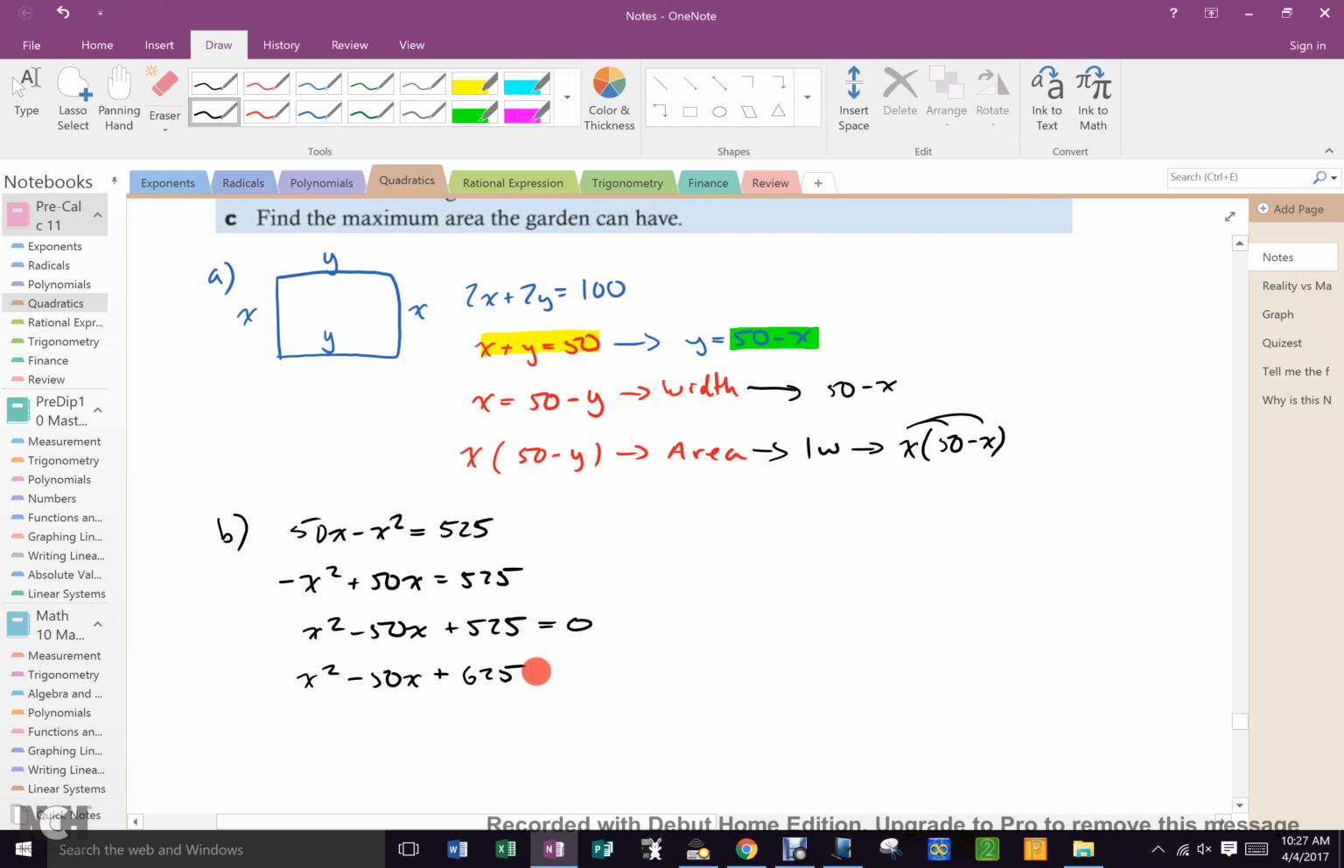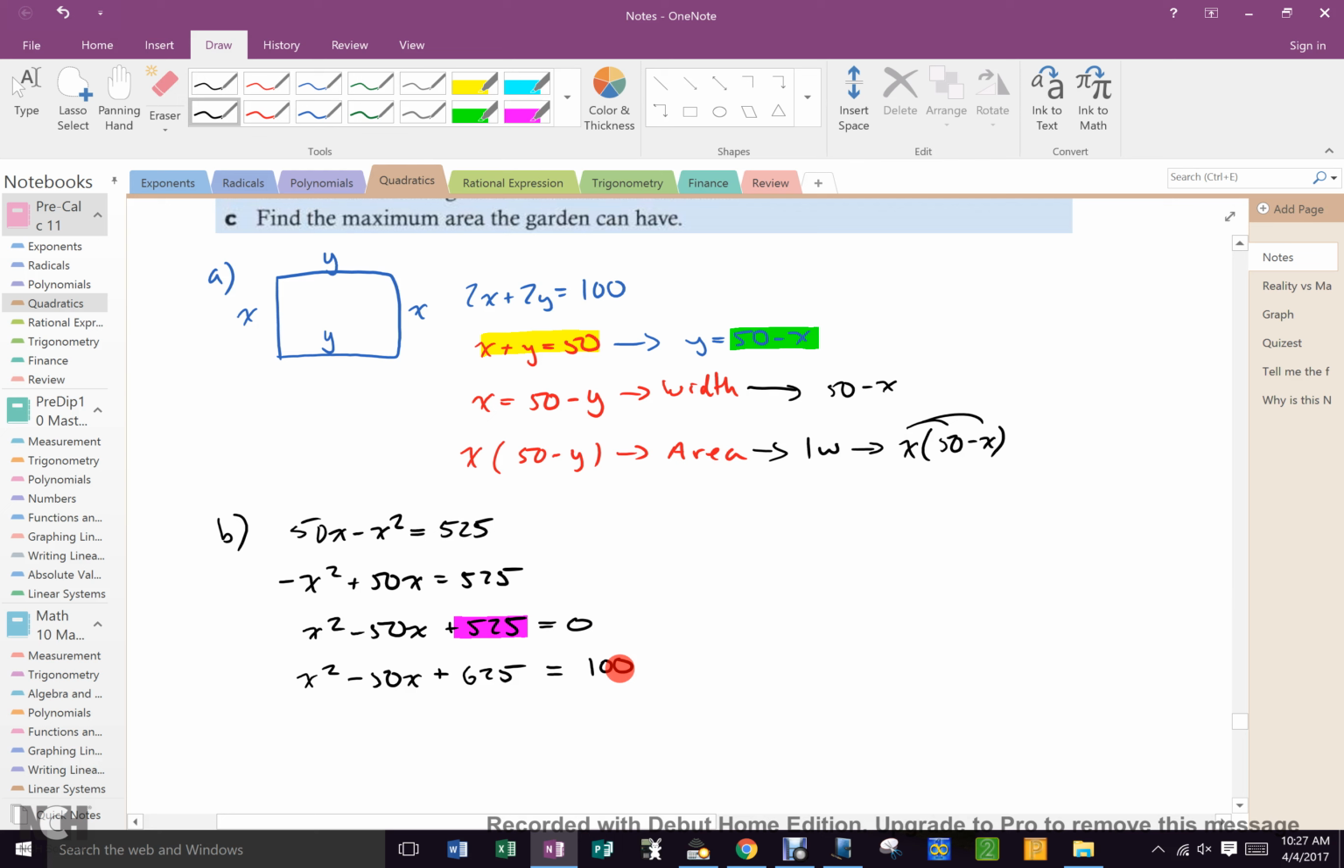Right? And then what do I like to do with this when I complete the square? I like to have it over here, right? So this side becomes positive 100. Is everyone okay with that? Wait, is it positive 100? Negative plus 625. Yes, positive 100. Is everyone okay with that?